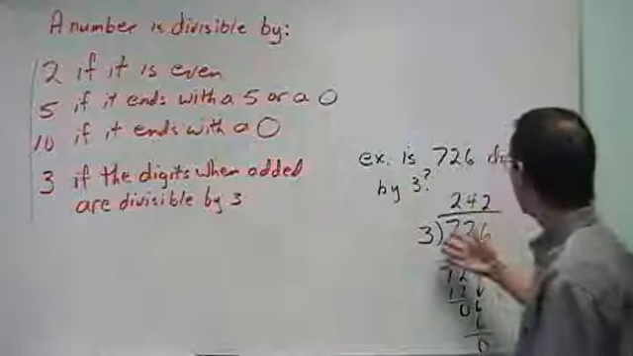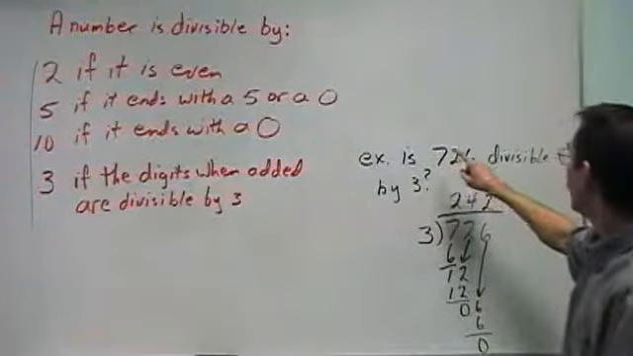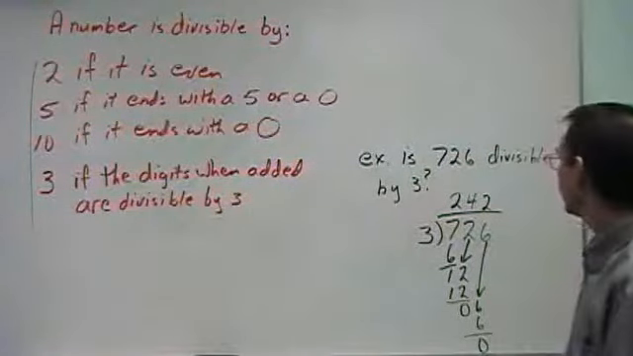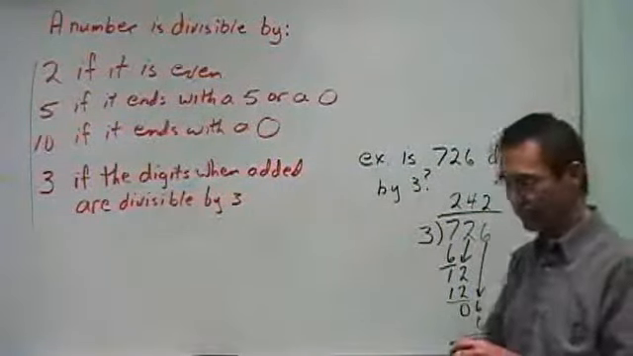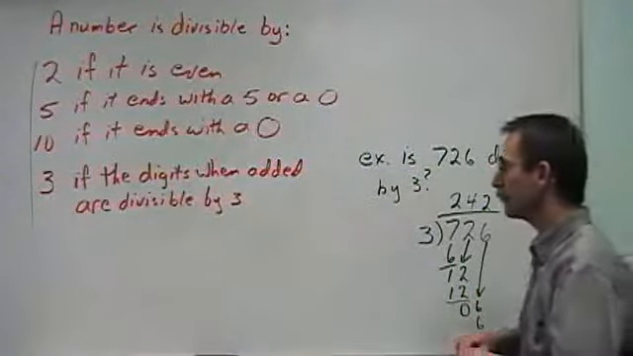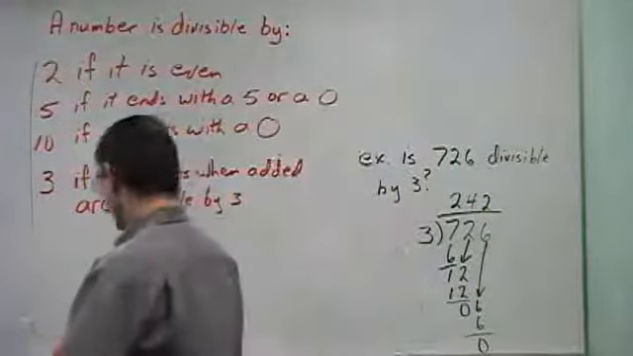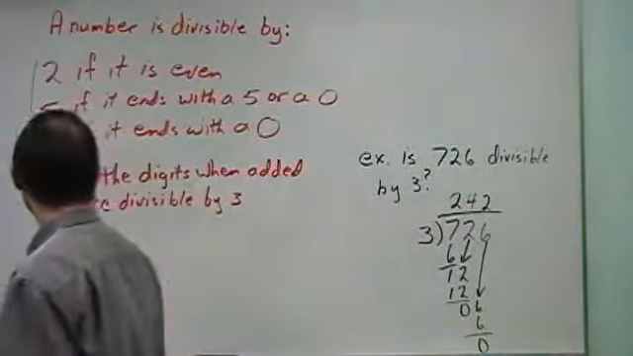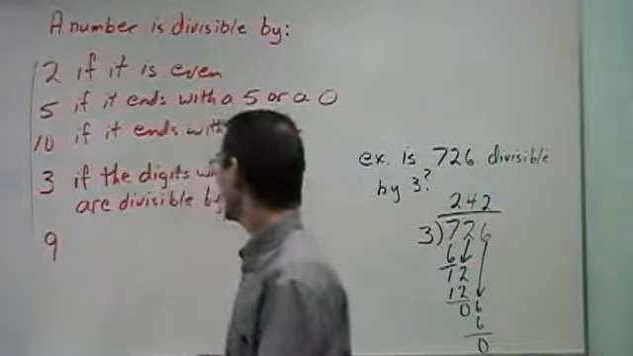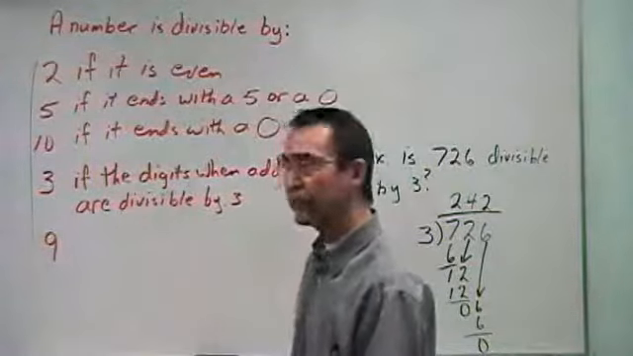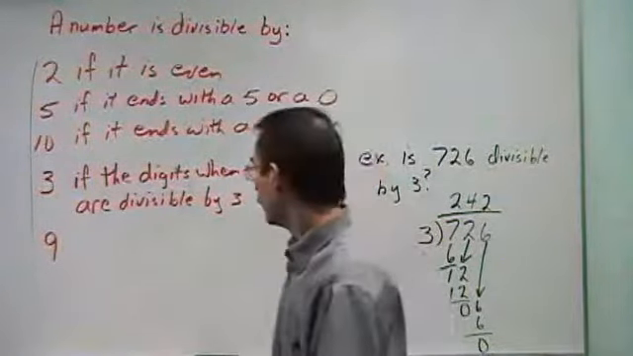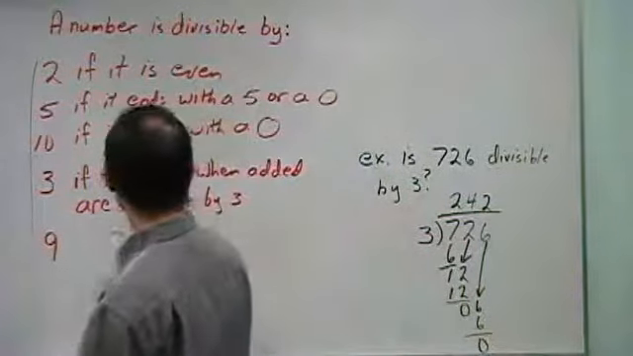So again, how did I know? 7 plus 2 plus 6 makes 15. And I know that 15 is divisible by 3. One that's related to that is the trick of 9. And it's like the trick of 3, only if it's divisible by 9. So I could write this all out.